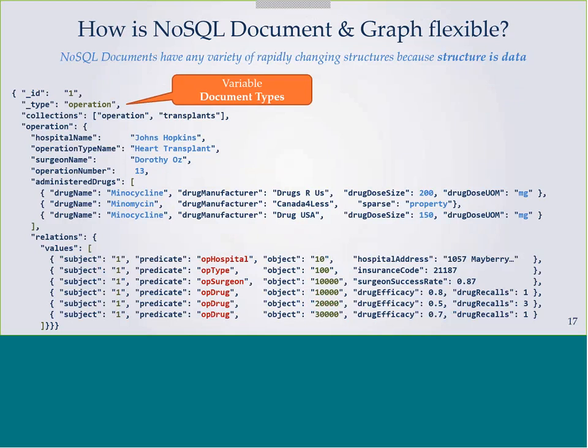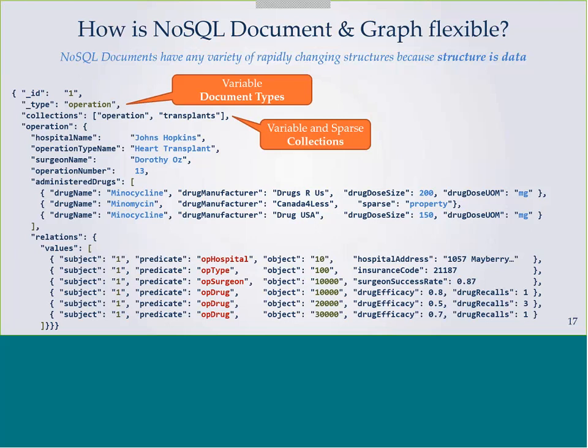A document can be one or many types. A document could belong to different collections. A collection could be thought of as like a table, but there's no limit. A document could live in lots. This operation document that tracks drugs and operations could be in a transplant collection, an operation collection. It could be in a surgeon collection. There's no limit to where you can put things and how you categorize things. Think of the flexibility you have here. You can categorize a business entity in any way you want. It's not one-dimensional. It can be anything.